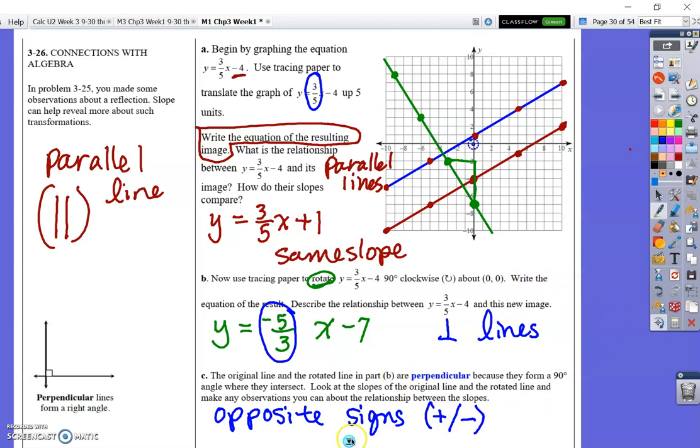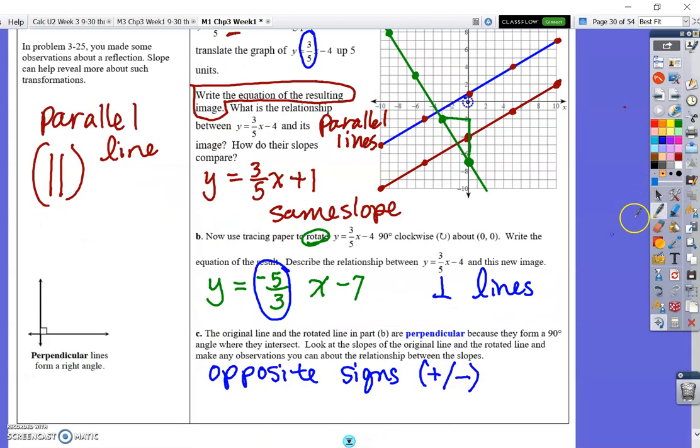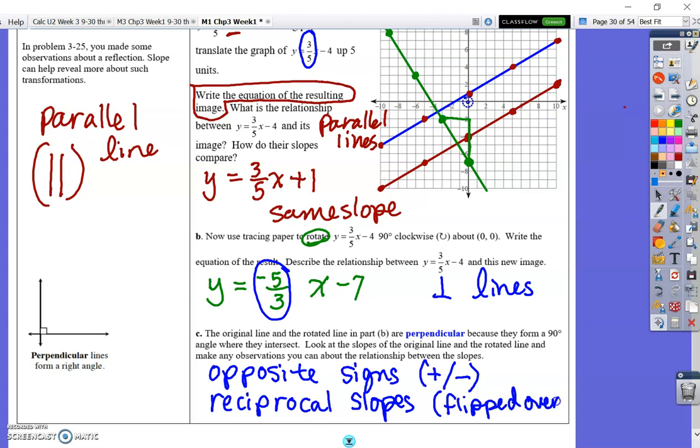And just arrow down a little bit, and reciprocal slopes. Reciprocal slopes. So in layman's terms, opposite reciprocals is we change the sign and flip it over. So perpendicular lines form a right angle, and there we have it. I will continue with the rest of this in the next video, and I'll see you soon.